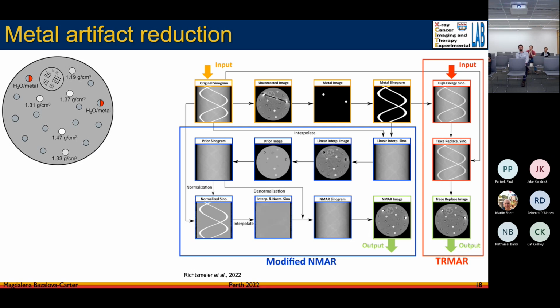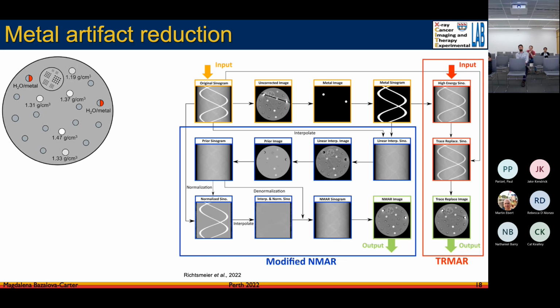Now, the referees of the journal convinced us that we had to compare it to the top-notch metal artifact reduction technique, which is the normalized metal artifact reduction technique. So we did that. For their technique, you basically use something very similar, except you linearly interpolate the sinogram. This is something that I, for example, did in my PhD, and other people have done that as well. You reconstruct the image as well, and then you create a prior image.